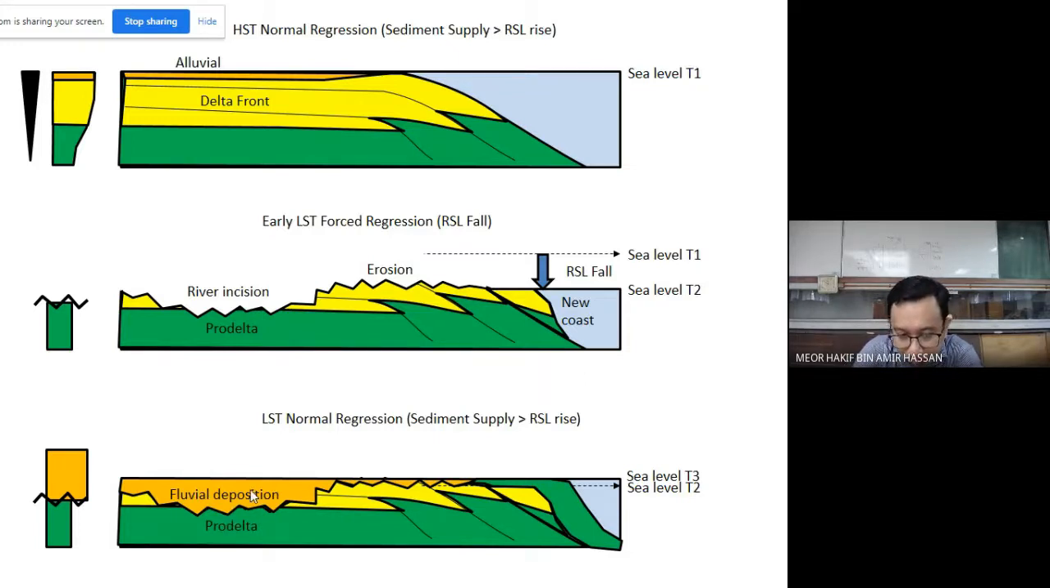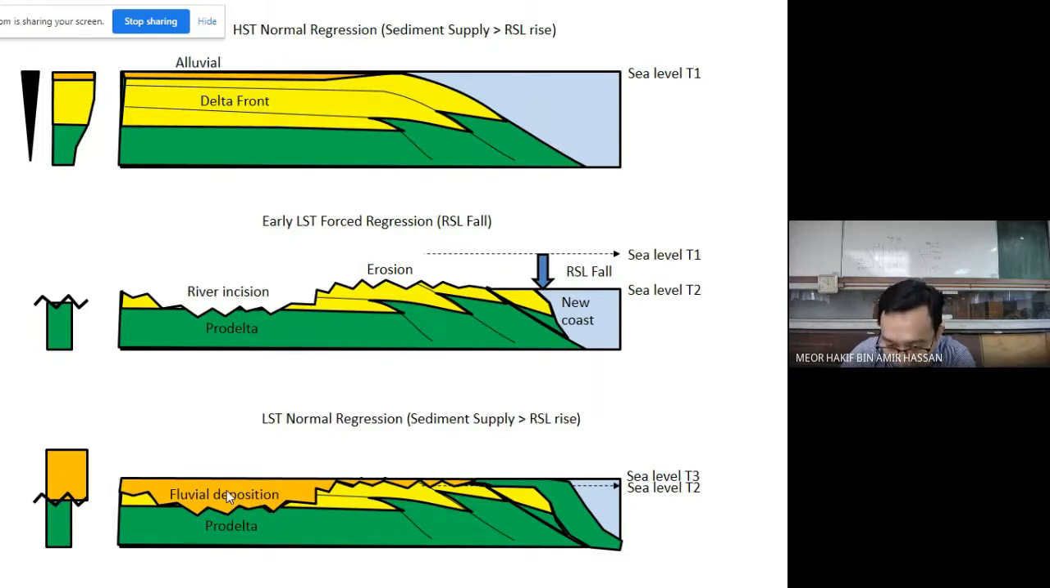So just by looking at the pattern, we know that this is forced regression, because we have what is called an abrupt shift in facies. Normally, in a normal regression, it's going to be like this, kan? Oh, it's going to be gradually shoaling upwards gitu. Pro-delta, delta front, fluvial. But here, it is abrupt. Pro-delta, boom. Suddenly, it just goes into fluvial. Where's the delta front? You start to think.